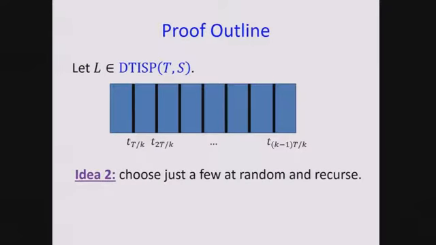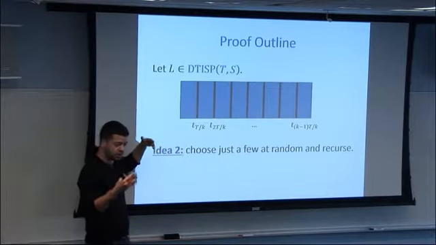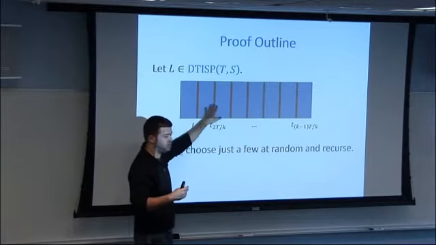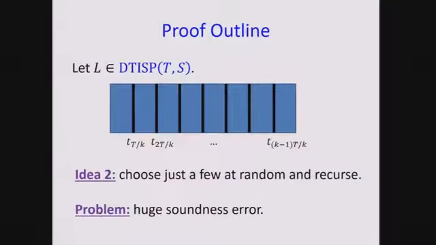Rather than checking all of them, let's just choose a few at random. So we assumed recursively that we have interactive proofs for all of these computations. Let's just choose a few of them at random and recurse only on those, to try to save on running time. So that does save on running time, which is good. The problem is that the soundness error is terrible.